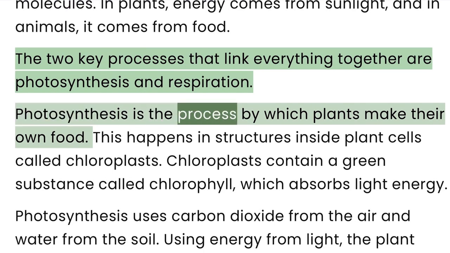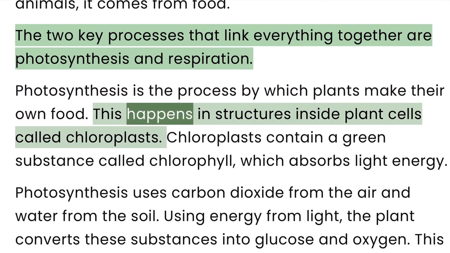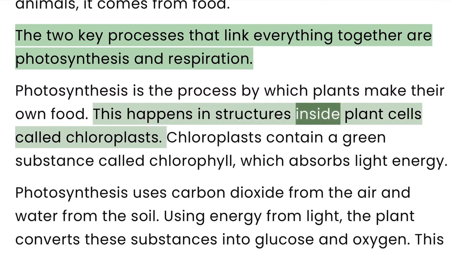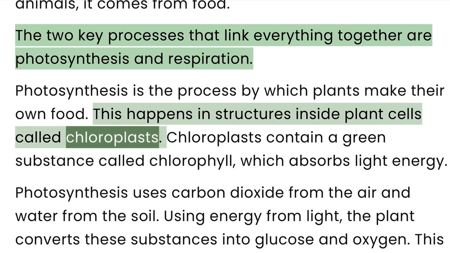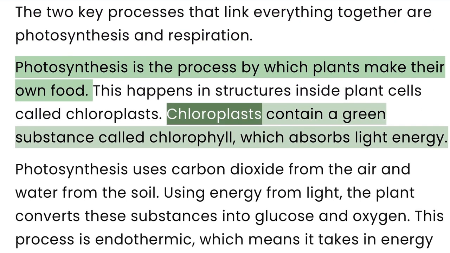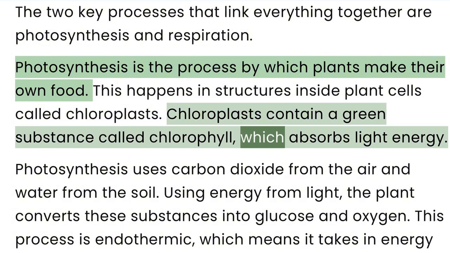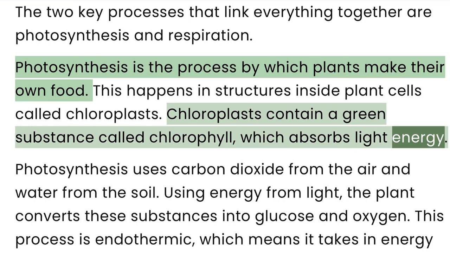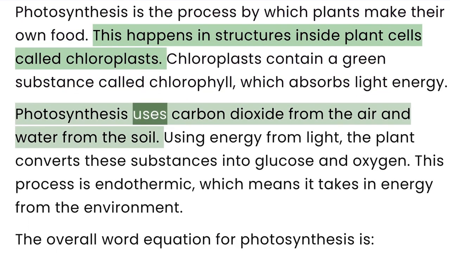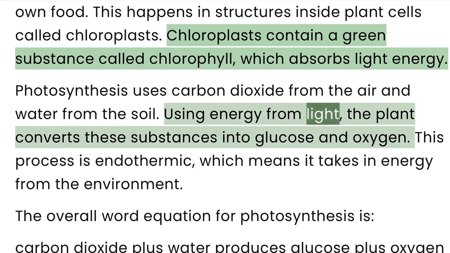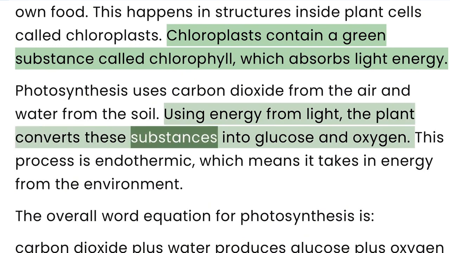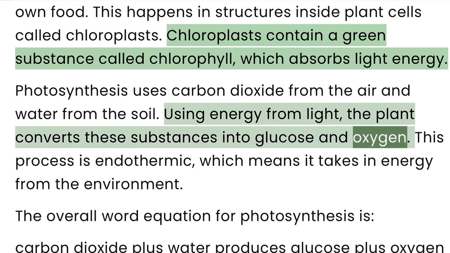Photosynthesis is the process by which plants make their own food. This happens in structures inside plant cells called chloroplasts. Chloroplasts contain a green substance called chlorophyll, which absorbs light energy. Photosynthesis uses carbon dioxide from the air and water from the soil. Using energy from light, the plant converts these substances into glucose and oxygen.